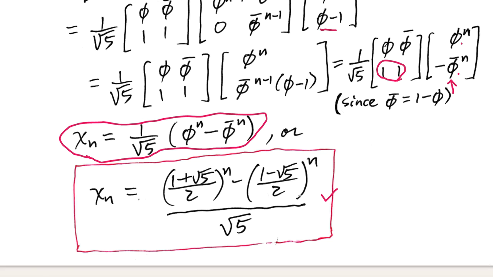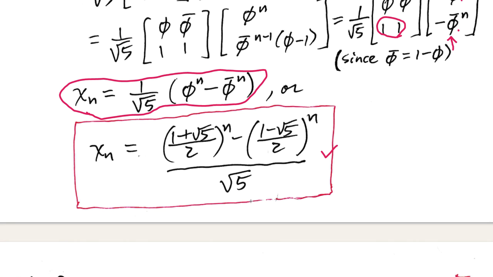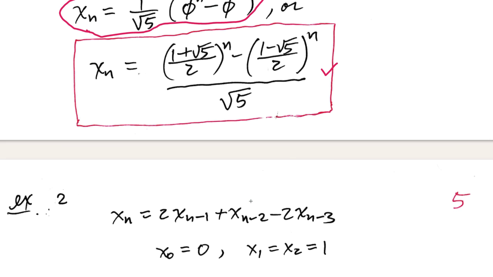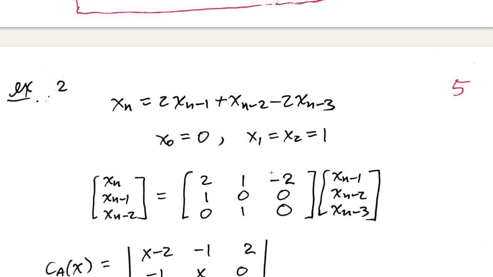So now, the 100th value of the Fibonacci sequence, you could actually do that. Just let n be 100 and use your calculator on this, and you can see you don't need to know all those previous terms. Alrighty, let's try another one. Let's do this example 2 here.